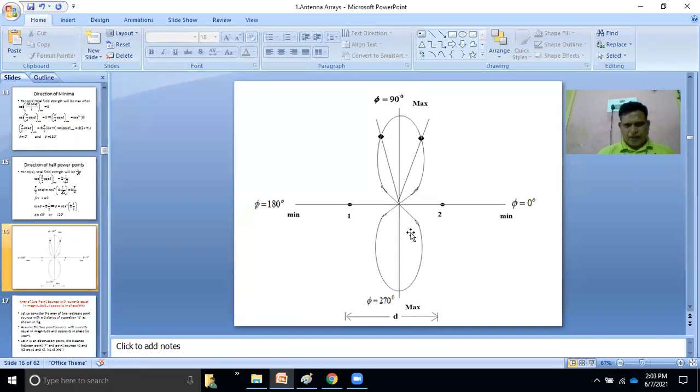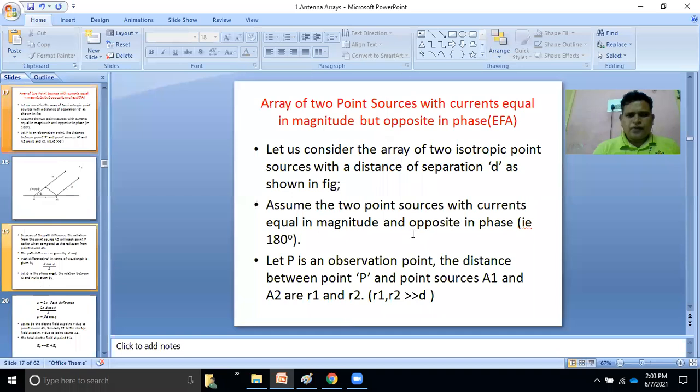If it is lambda by 2, we're getting it like this. If it is lambda and 2 lambda, there are different patterns. I will show you after some time how this radiation pattern will look if the distance between these 2 antennas is lambda and 2 lambda also. Before that, here I am considering the end-fire array case.